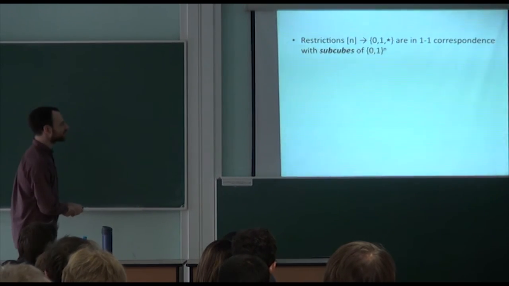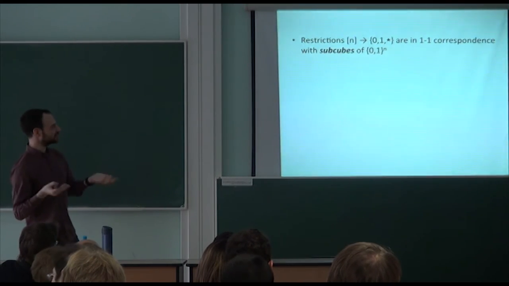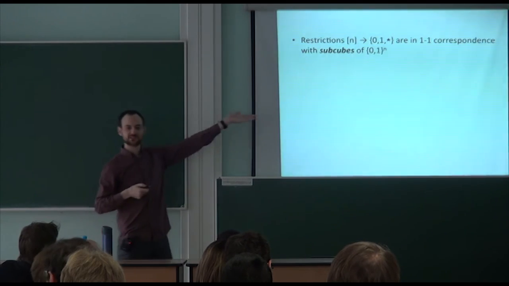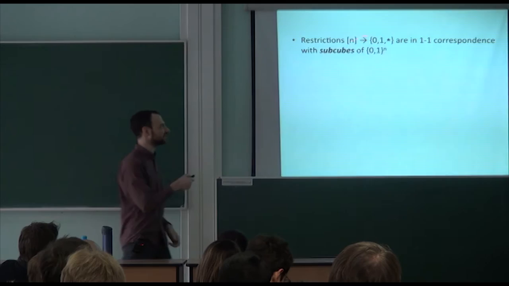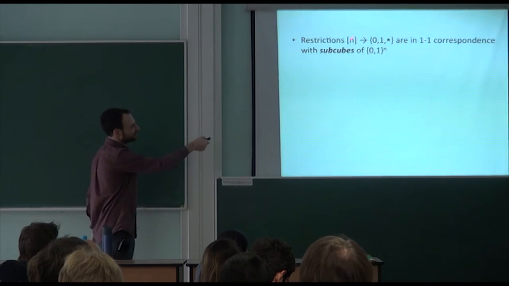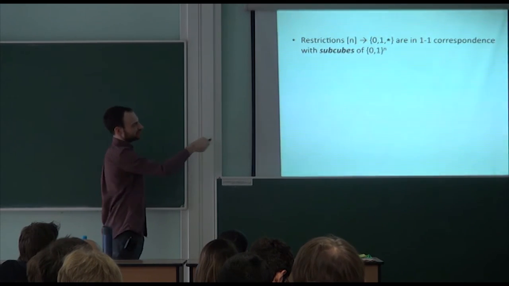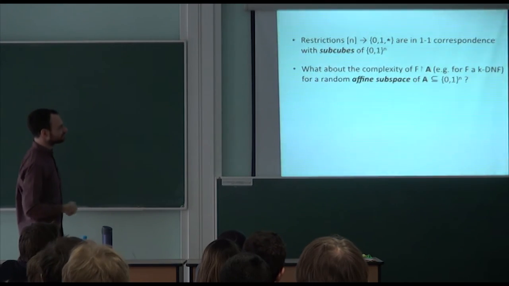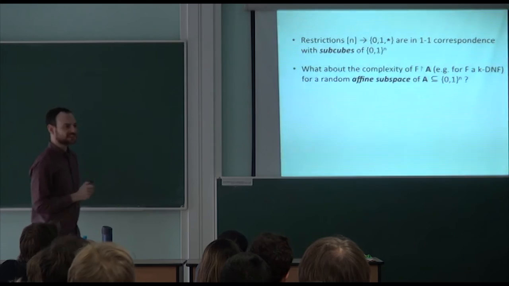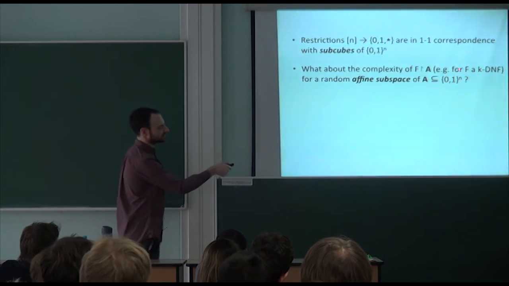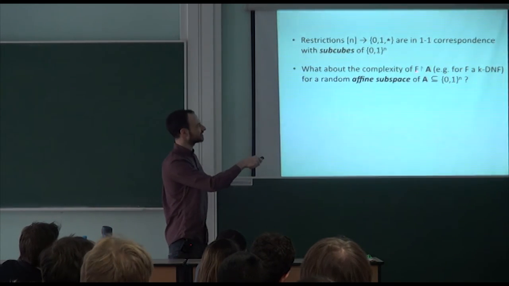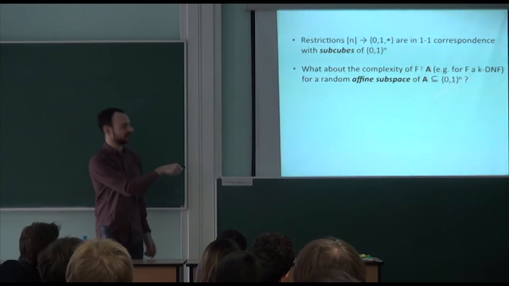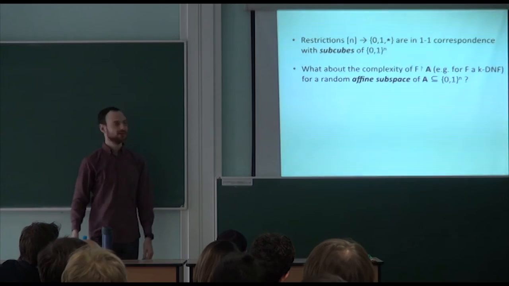So far I've been speaking of restrictions as subcubes of the Hamming cube. A restriction has been defined as a function from variables to 0, 1, star. But it makes perfect sense if we have a KDNF F or any Boolean function. In fact, you could talk about the complexity of F restricted to an affine subspace of the hypercube.